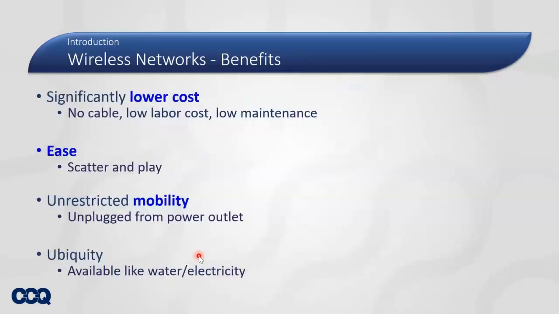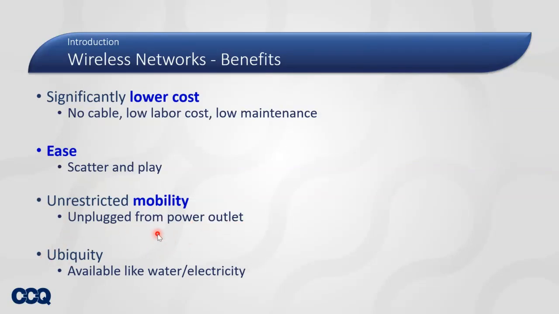What is the benefit of wireless networks? We mentioned that one of the benefits of wireless networks is mobility. It is also significantly lower cost. Lower cost compared to what? Compared to wired, because there is no cable installation, low labor cost and low maintenance. It is easy, plug and play, with unrestricted mobility, which is the most important, unplugged from the power outlet, and ubiquity.